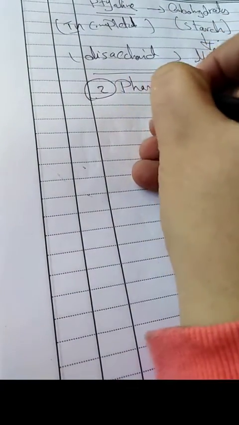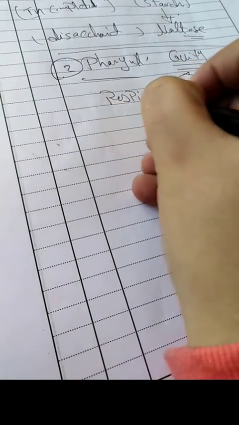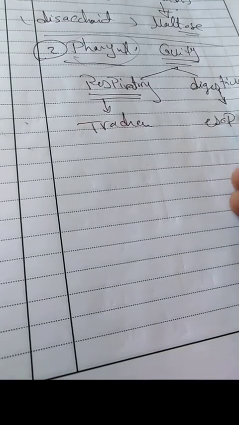Number 2, pharynx. The pharynx is a cavity shared between the respiratory system and the digestive system. In the respiratory system, the following part of the pharynx is the trachea, and in the digestive system it is the esophagus. And we are here in the digestive system, so we will change to the next step, the esophagus.